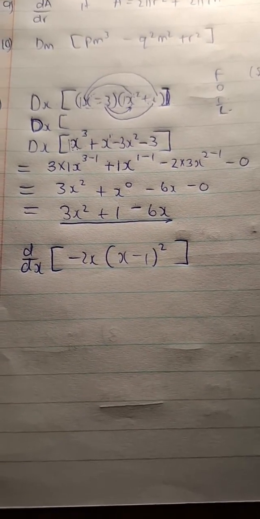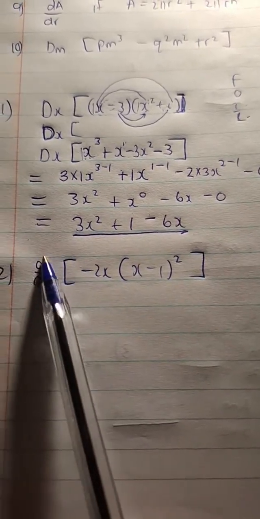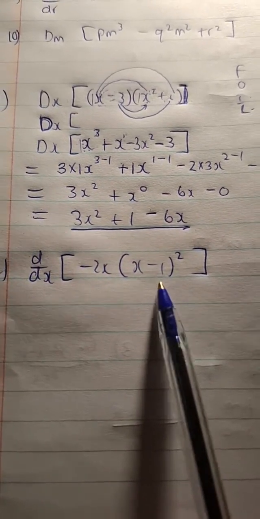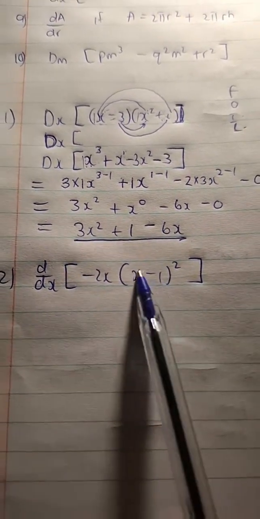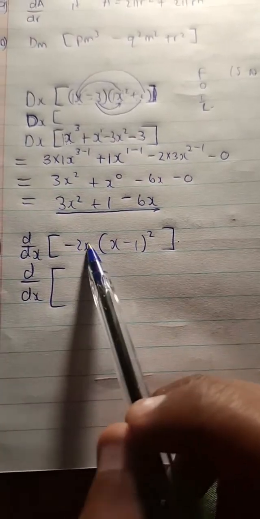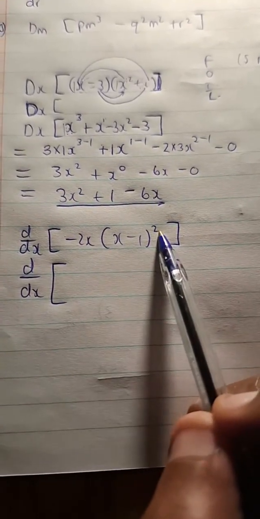Okay, so we are deriving here. We're going to find the derivative with respect to x for this particular expression. So obviously, before we even apply the power rule, or derive, we are going to simplify this expression. So what we can see here is minus 2x. There's a bracket, x minus 1, raised to the power 2.